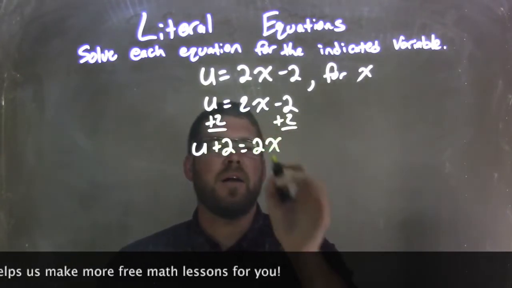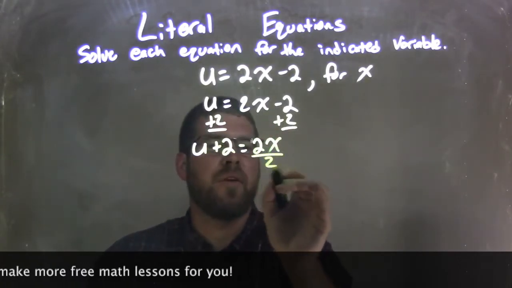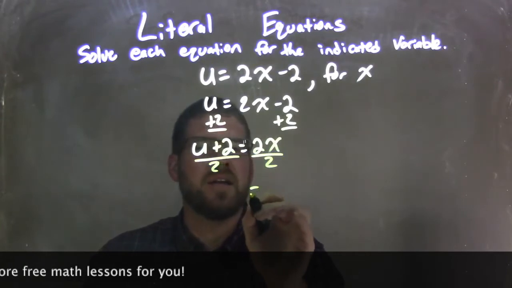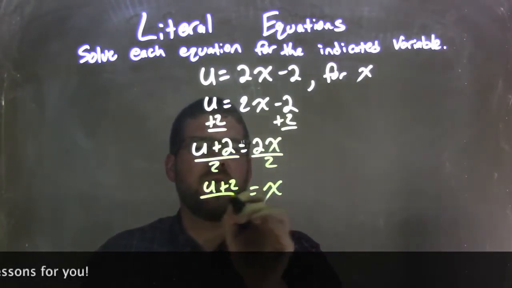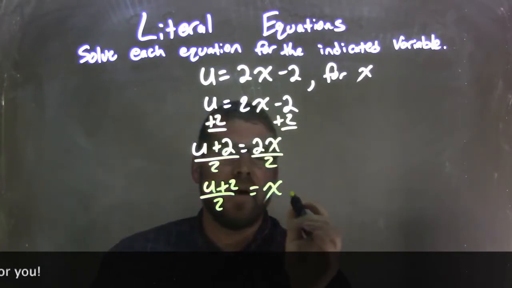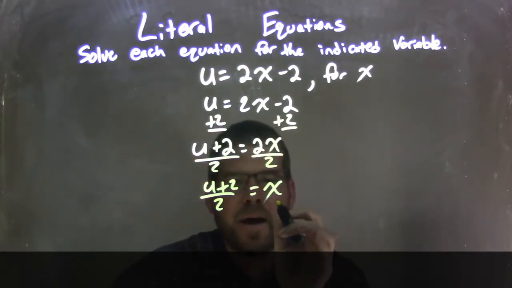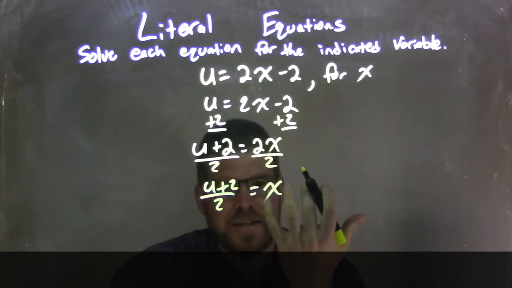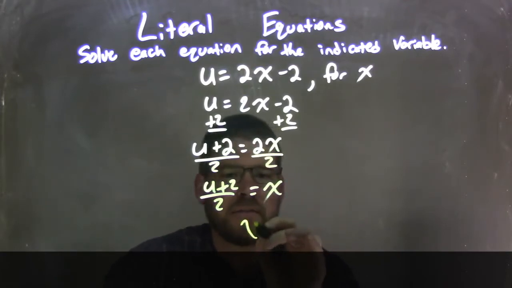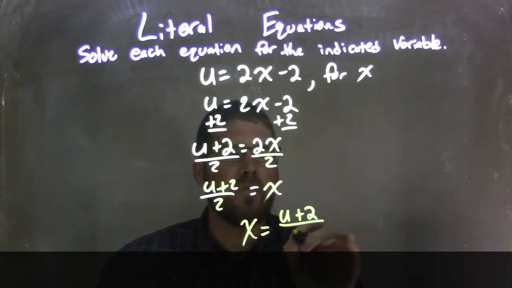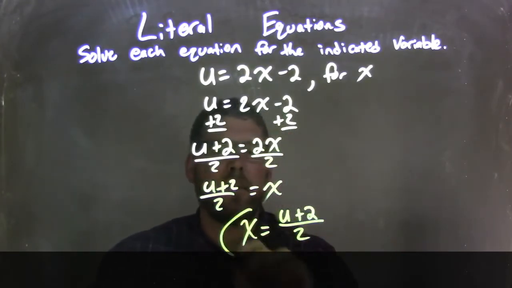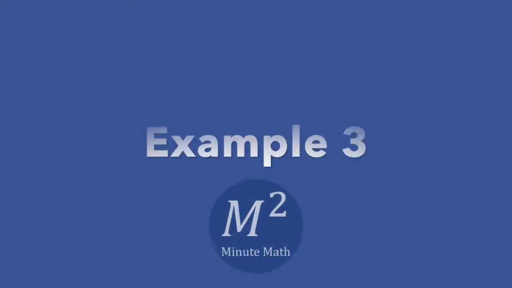Then from there, I know the opposite of multiplication is division. I'm going to divide both sides by 2, leaving me with the x on the right and u plus 2 over 2 on the left. And now I've isolated x. X is completely by itself. So I can rearrange this, have x come first. So x equals u plus 2 over 2. And that would be my final answer.